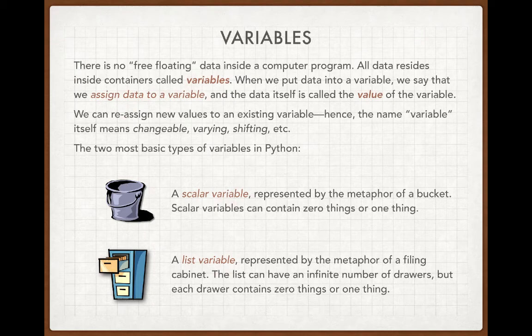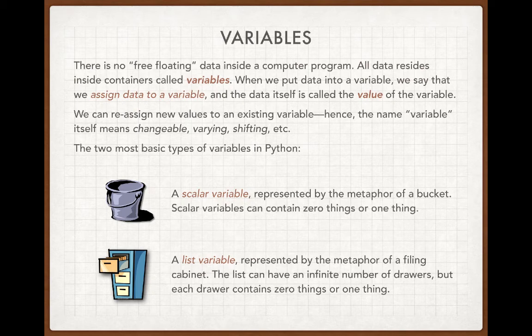Some languages call these scalar variables. A scalar is just kind of like a number, but if that doesn't make any sense to you, don't worry about it. The metaphor of a bucket is a useful one because those kinds of variables can either contain one thing or no things. They're either full or they're empty. There's no halfway on all of those sorts of things. That's why I use a bucket to represent those.